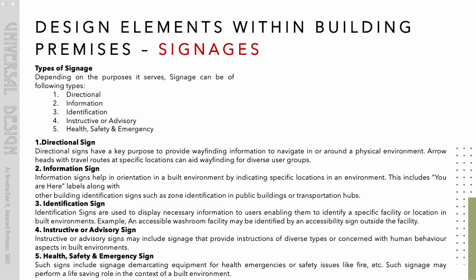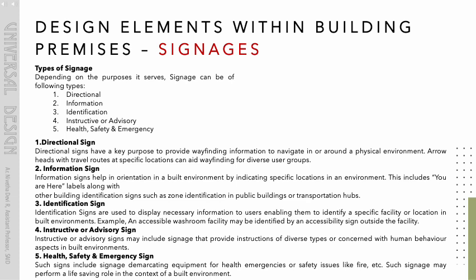2. Information signs help in orientation in a built environment by indicating specific locations in an environment. This includes "You are here" labels along with other building identification signs such as zone identification in public buildings or transportation hubs. 3. Identification signs are used to display necessary information to users, enabling them to identify a specific facility or location in built environments. Example: an accessible washroom facility may be identified by an accessibility sign outside the facility.